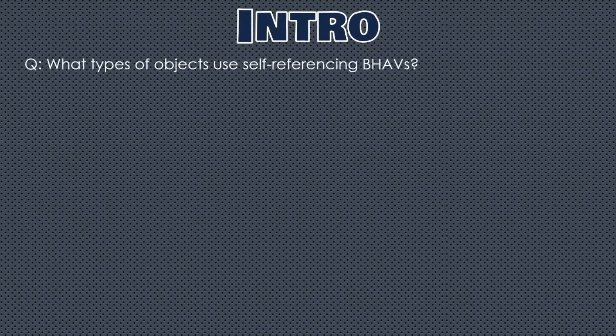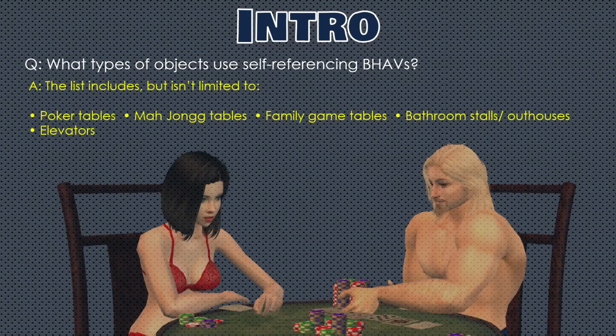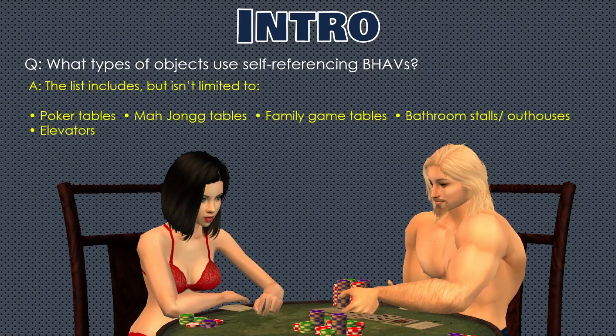What types of objects use self-referencing behaves? The list includes, but isn't limited to, poker tables, mahjong tables, family game tables, bathroom stalls and outhouses, and elevators. There are probably a few more, but that was what I could think of off the top of my head.